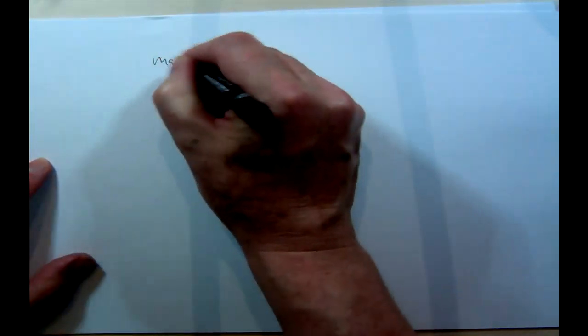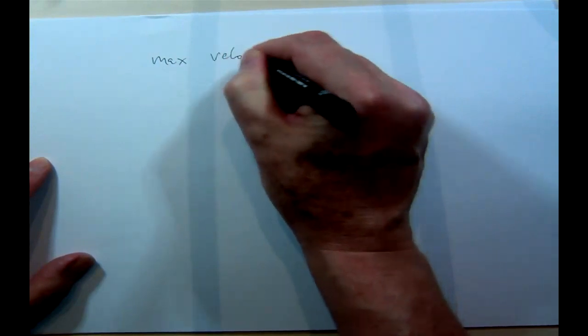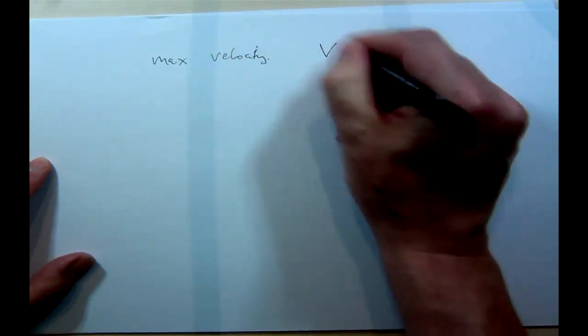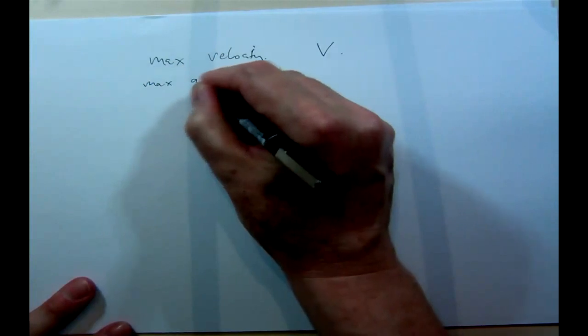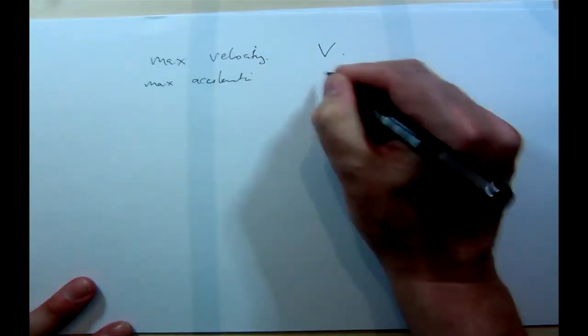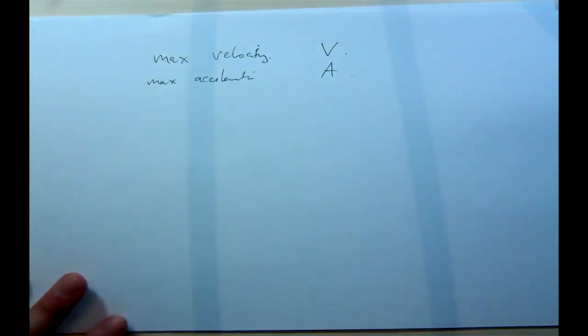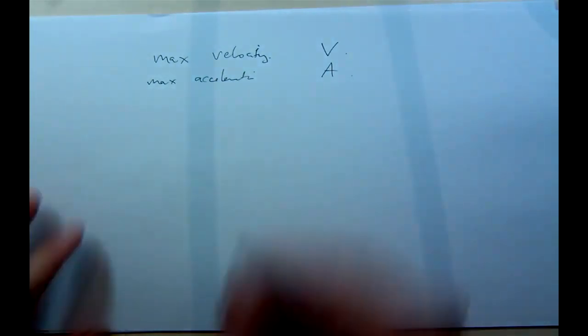So first we determine for the robot what is the max velocity of the robot. Let's call that v. So you just try to drive the robot as fast as possible, measure its speed, and that's called v. And then you try to determine the max acceleration, and we call that a. Again, experimentally you can determine this.